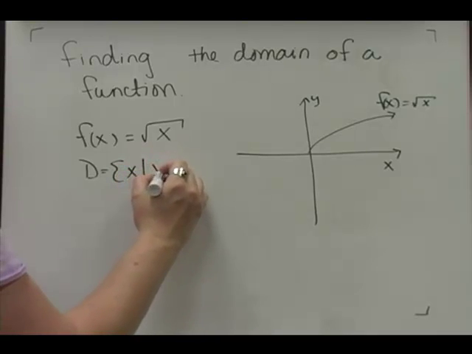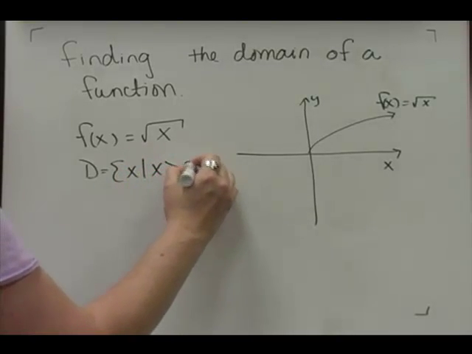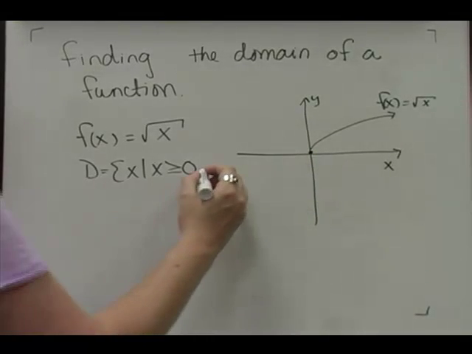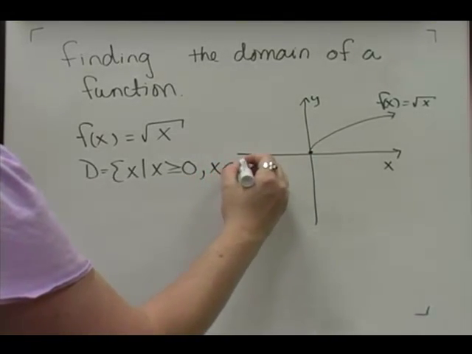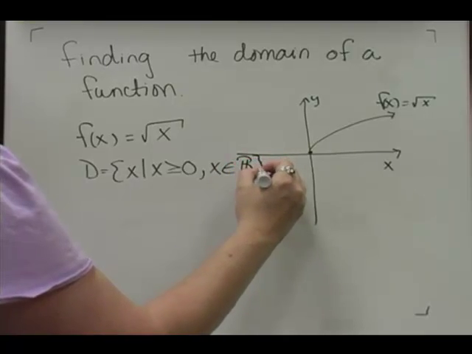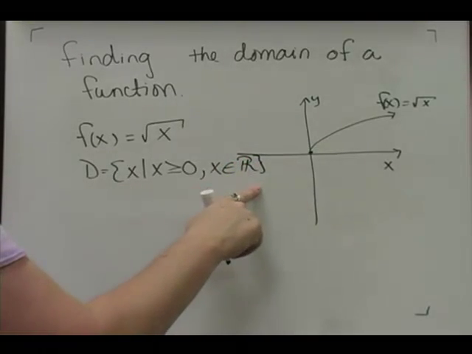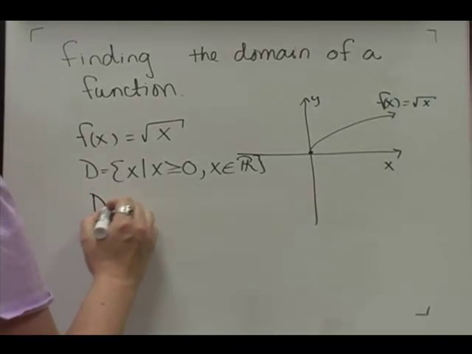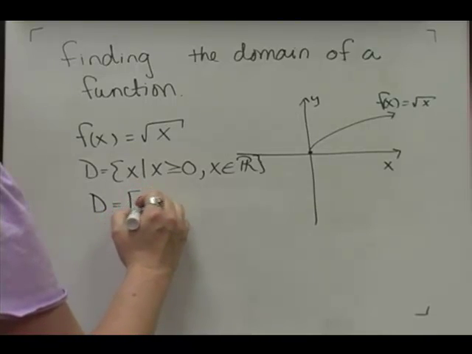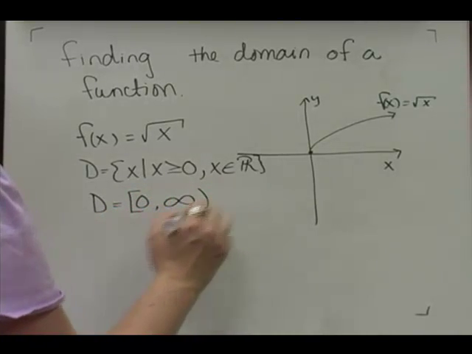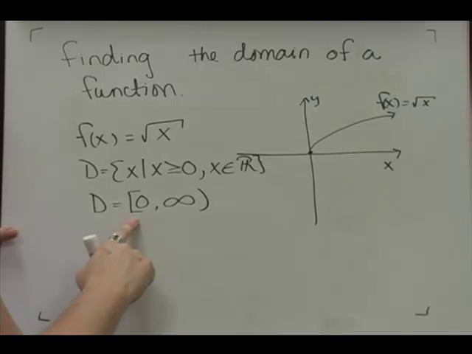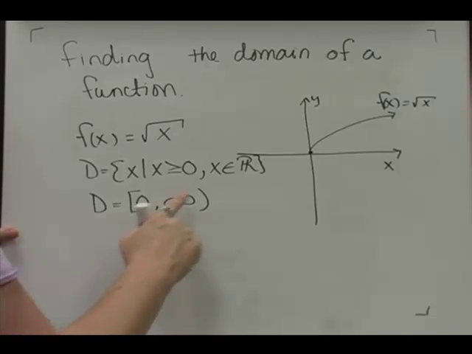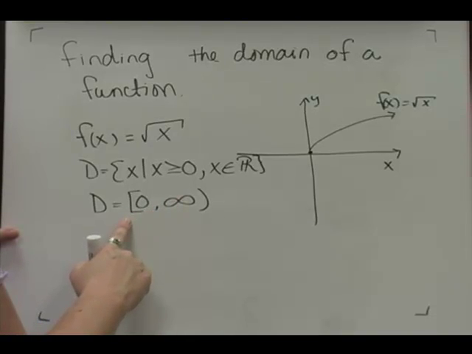is x, such that x is greater than or equal to 0, because you can take the square root of 0. Square root of 0 is right there. And x belongs to the real numbers. Again, this is set builder notation. Or if you'd like to do it with interval notation, the domain is equal to 0 to infinity, where you do get to include 0, so it's a squared off bracket, all the way up to infinity. This excludes any values that are less than 0.